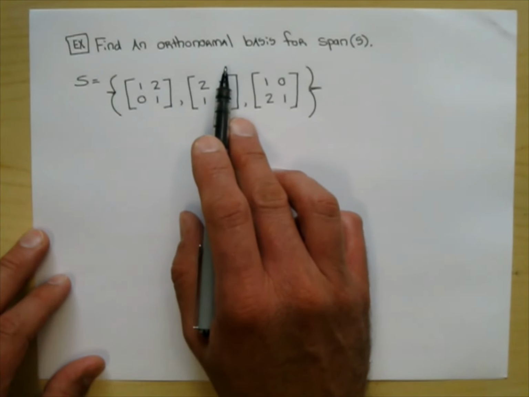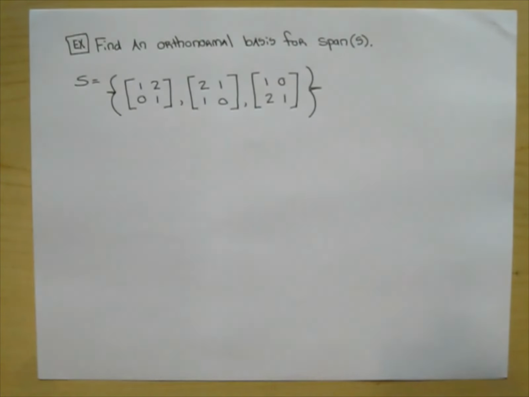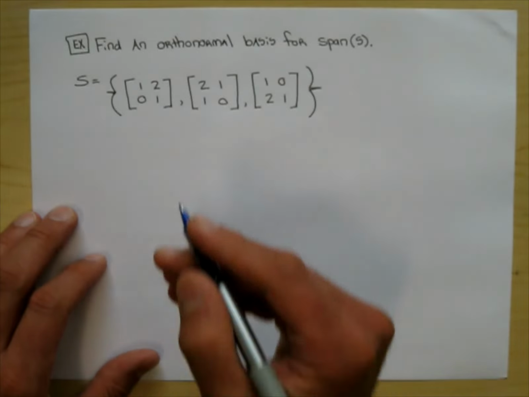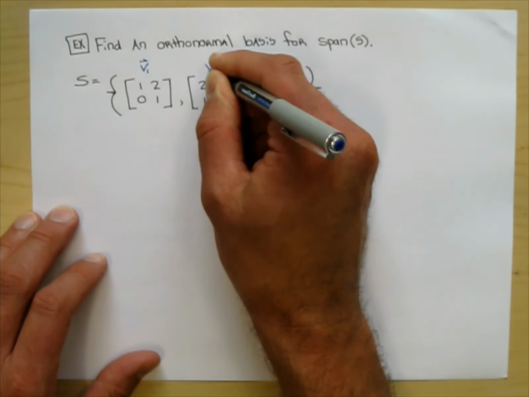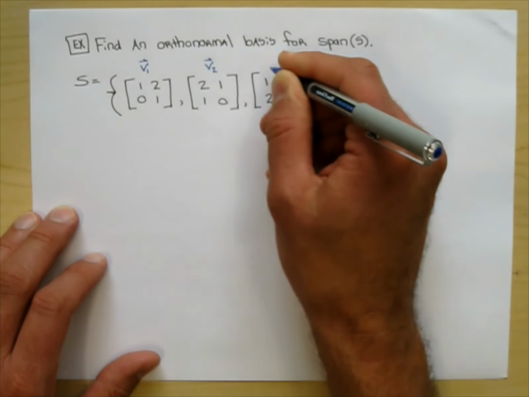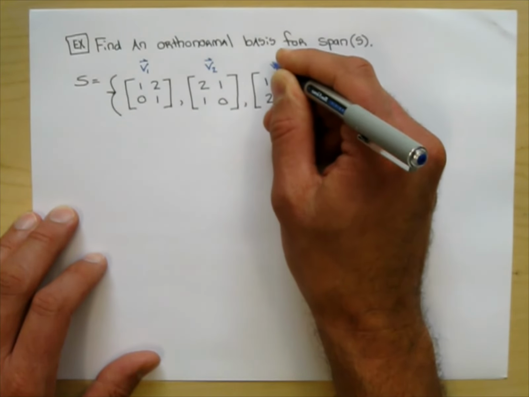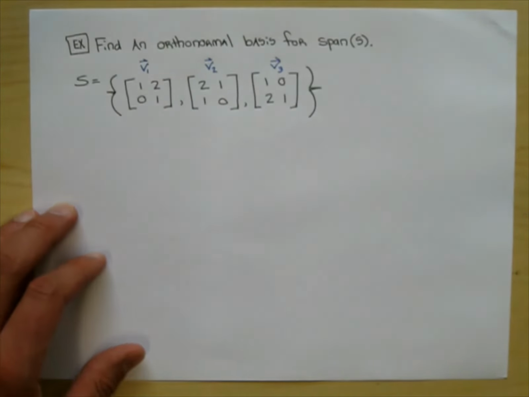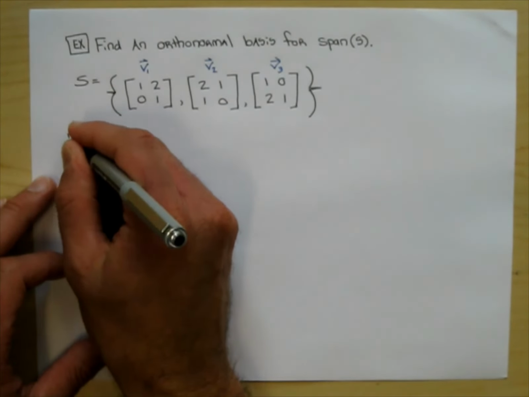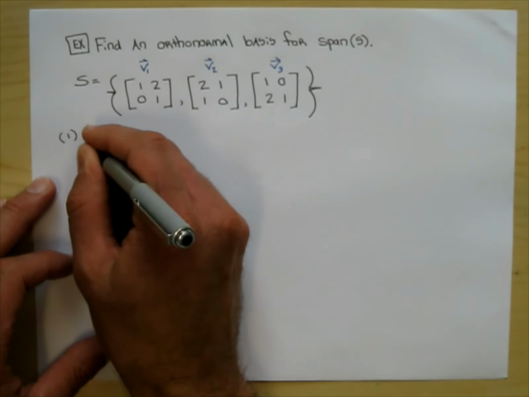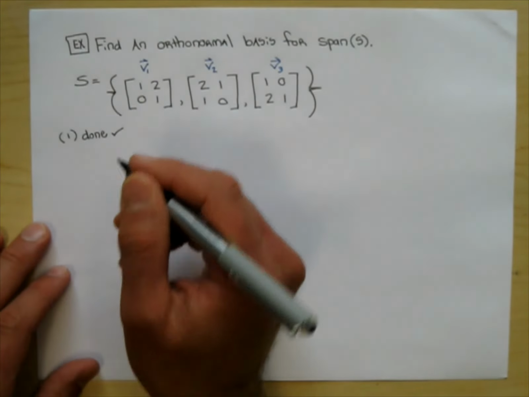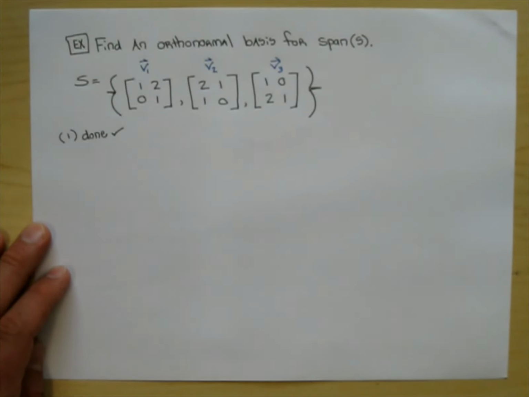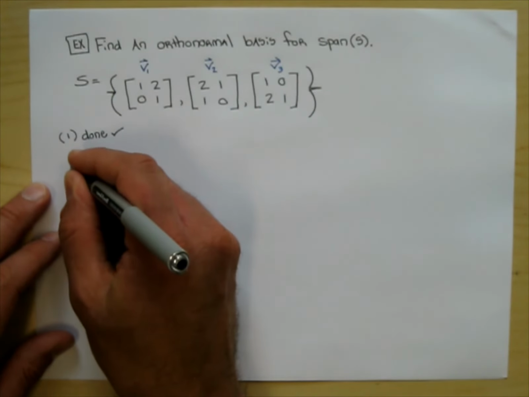Really, the first step was really nothing, but let's go ahead and do the first step. First step is identifying this as V1, V2, V3. So here's step 1. We're done. Okay. Step 2.